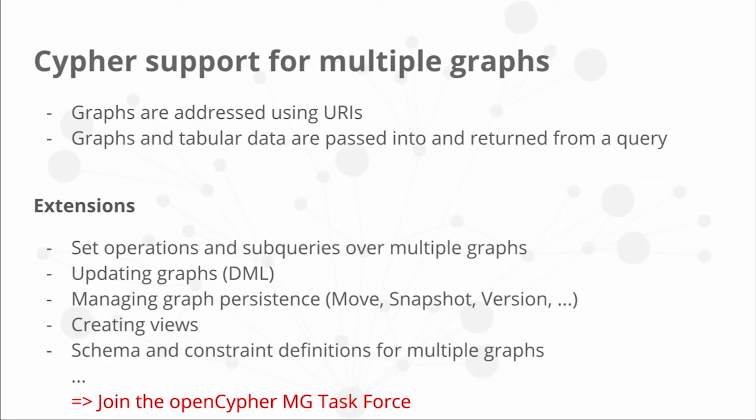That's not the end of things. I want to highlight two things. Graphs are addressed using URIs, as you already saw, and this gets us into a very extendable scheme that's well established in the web arena. And graphs and tabular data are passed into and returned from a query. That gets us query compositionality. But there are a lot more things to come, like set operations between graphs, subqueries over multiple graphs, updating graphs, managing graph persistence, creating views, and a topic that Martin will touch on in a bit, of course, schema and constraint definitions for multiple graphs.